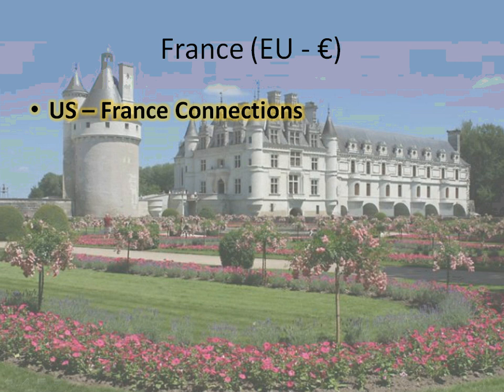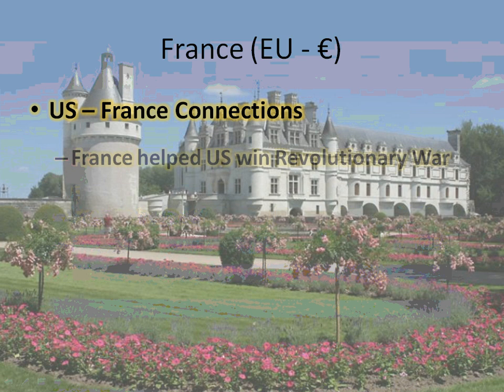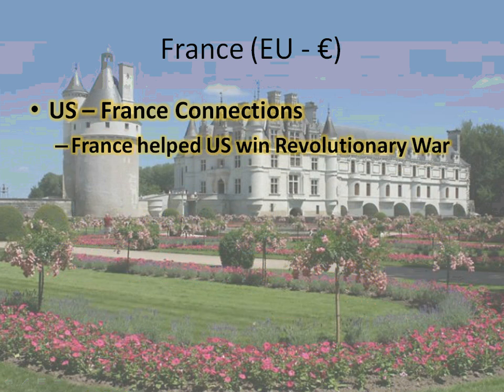They gave us troops, they gave us supplies, they gave us their navy to use. And that was the Revolutionary War. France helped us win the Revolutionary War. France joined with the United States to beat Great Britain. You know what they got out of the deal? Their country went bankrupt.